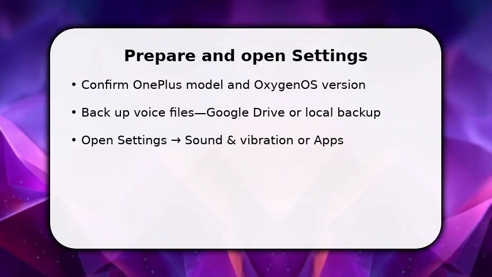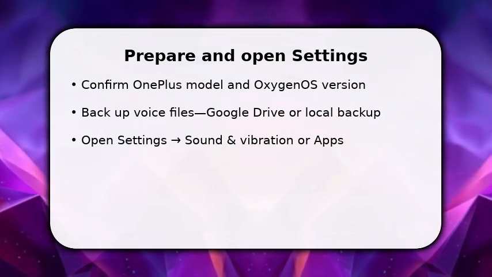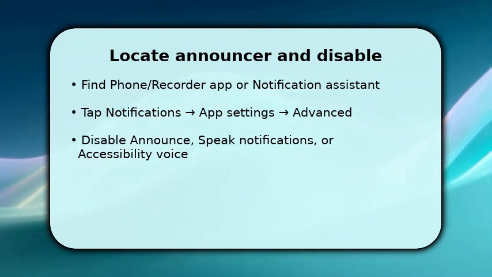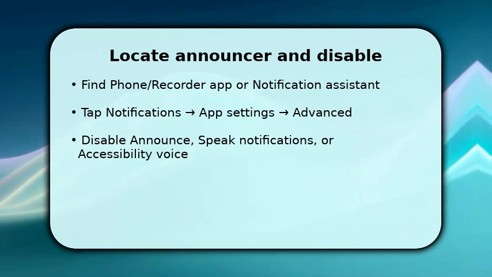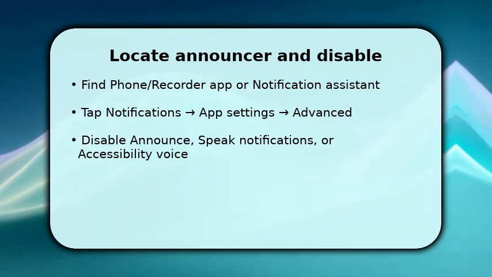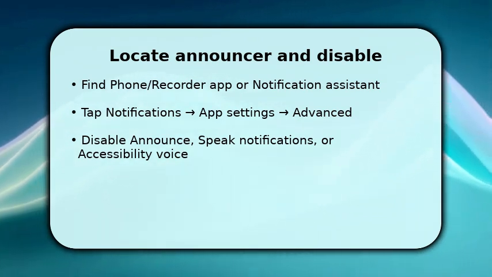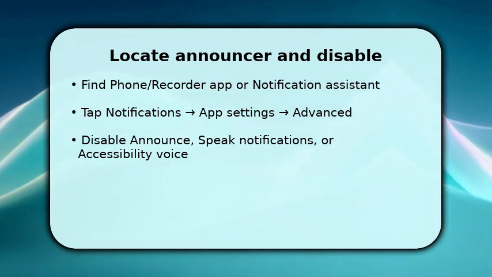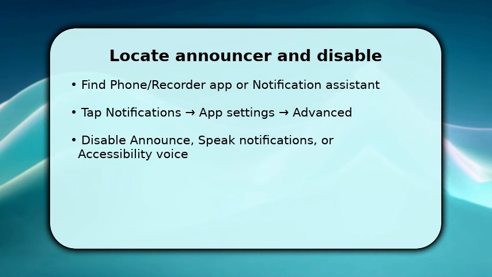You now locate the recorder, phone, or any third-party caller/recorder app causing the announcement. Once found, tap Notifications, then App Settings, and finally Advanced Options. On some builds, you'll see Announce or Speak notifications. Disable those toggles and also check accessibility for text-to-speech or notification read-aloud services.